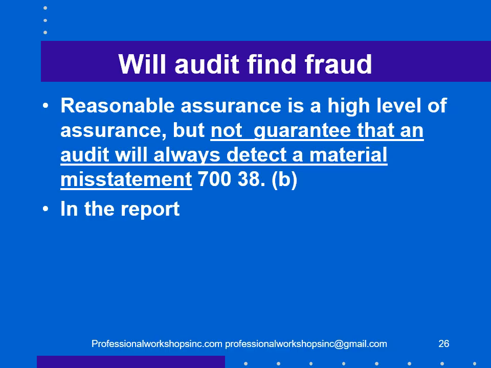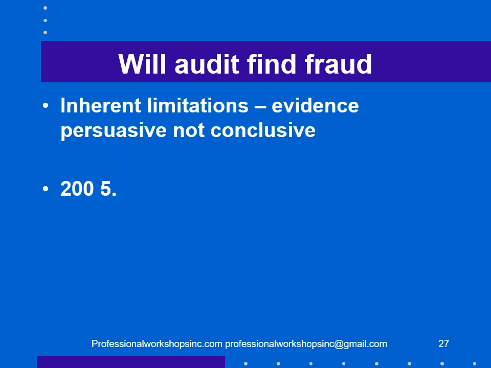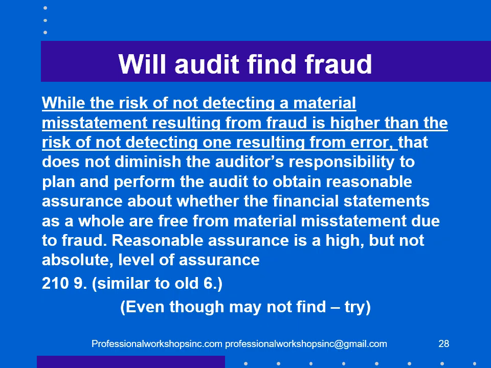738B, which is unchanged, says reasonable assurance is a high-level assurance, but not a guarantee that an audit will always detect a material misstatement, and that's in the report. That's pretty clear overall. 200 paragraph 5 says there are inherent limitations. Evidence is persuasive and not conclusive. That's just a fact. 210.9, which is similar and basically the same as old paragraph 6. The risk of not detecting a material misstatement resulting from fraud is higher than the risk of not detecting one from error. Now, what they've done here is they've said, oh, even though that's true, still try hard.